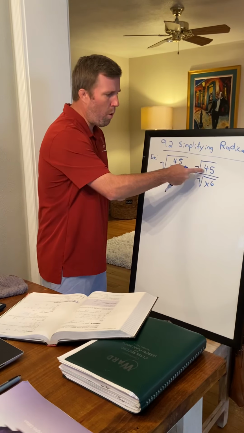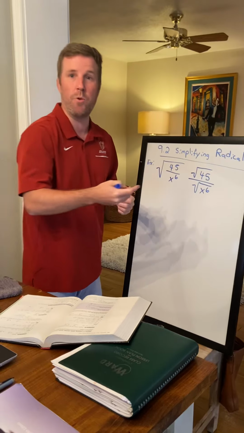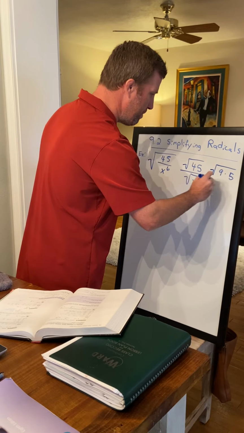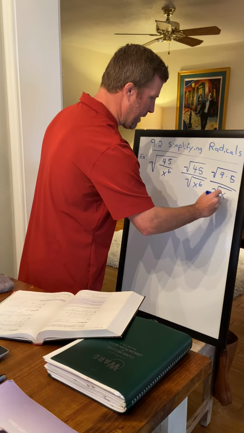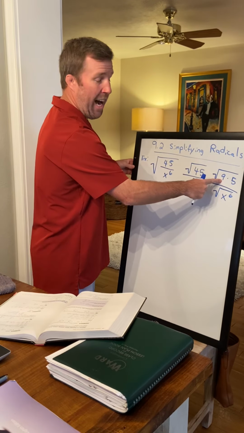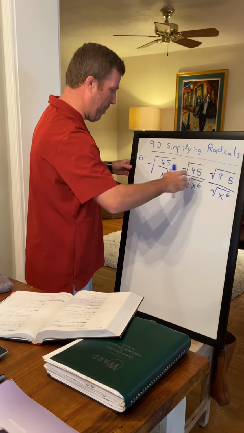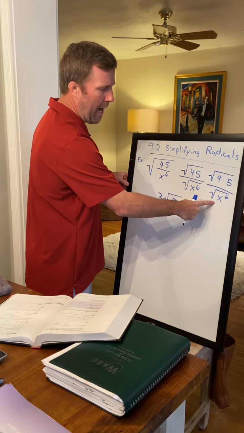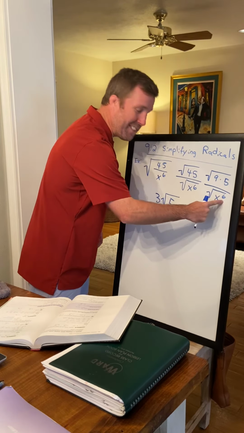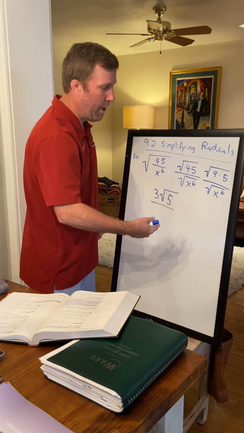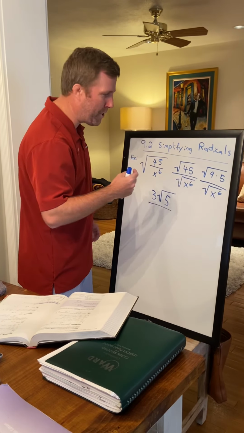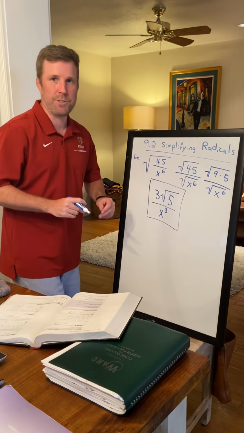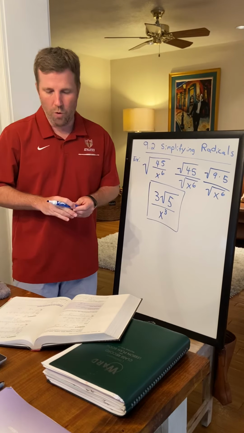Think about what perfect squares you know go into 45. Well, I know 9 does. So I'm going to break it down into the square root of 9 times 5 over the square root of x to the 6th. The square root of 9, that's a perfect square, is 3. So bring the 3 out front. So I get 3 times the square root of 5. And in my denominator, the square root of x to the 6th, since it is an even exponent, it is a perfect square. So all I had to do is divide that exponent by 2. My final answer: 3 times the square root of 5 over x cubed.